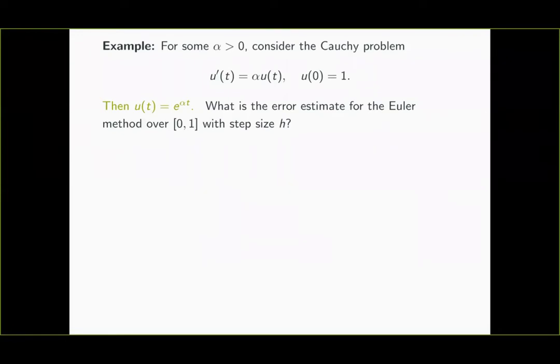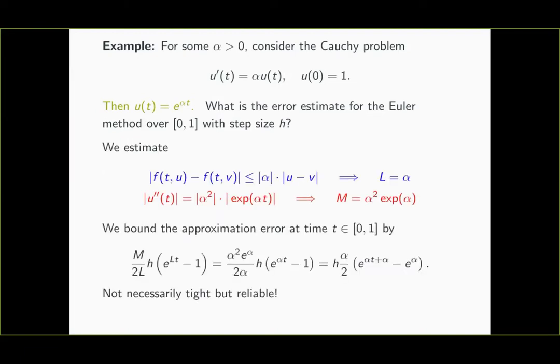In order to instantiate the error bound for the Euler method, I need to know at least two constants, namely L and M. L is very simple to find. As you can tell, the right-hand side of that differential equation, f(t,u), is just given by alpha times u. So the distance of f(t,u) and f(t,v) for any times t and any scalars u and v can be bounded from above by the absolute value of alpha times the distance of u and v. Since alpha is positive, we can simply put L equal alpha.